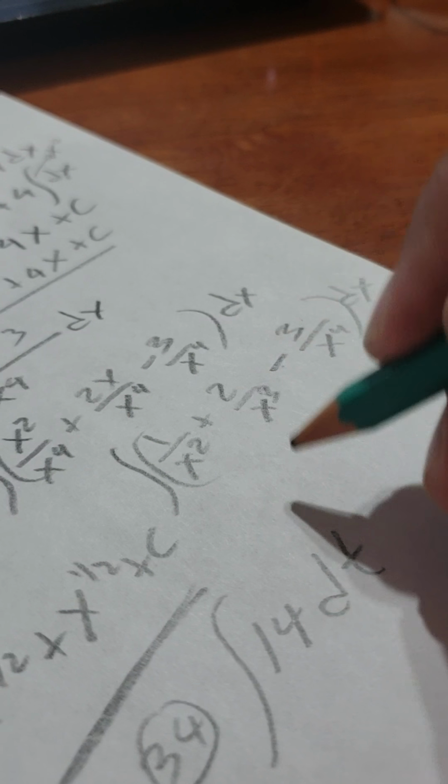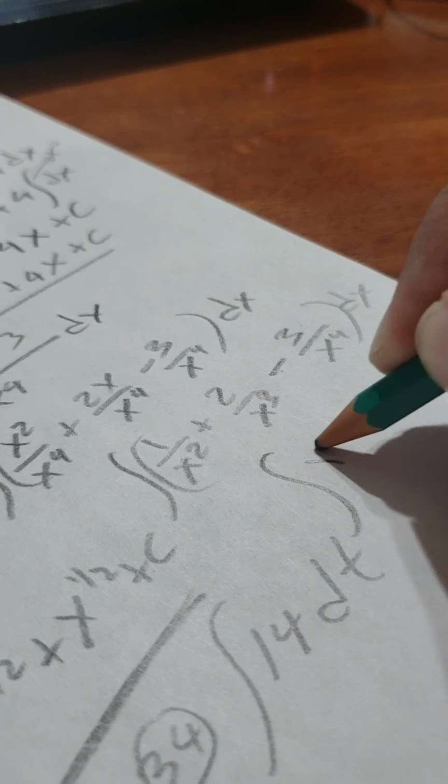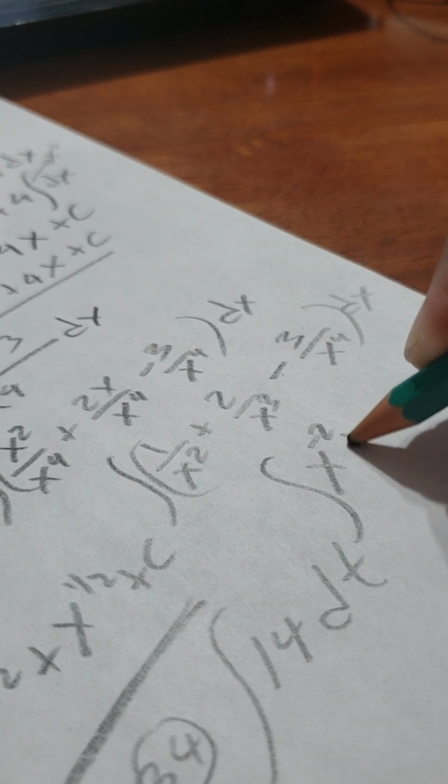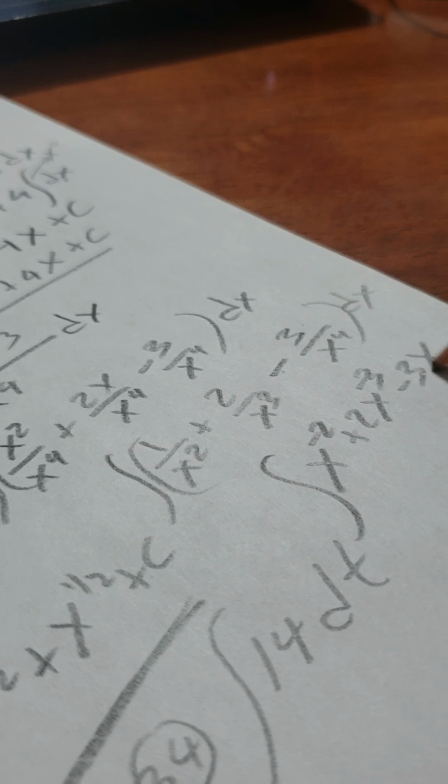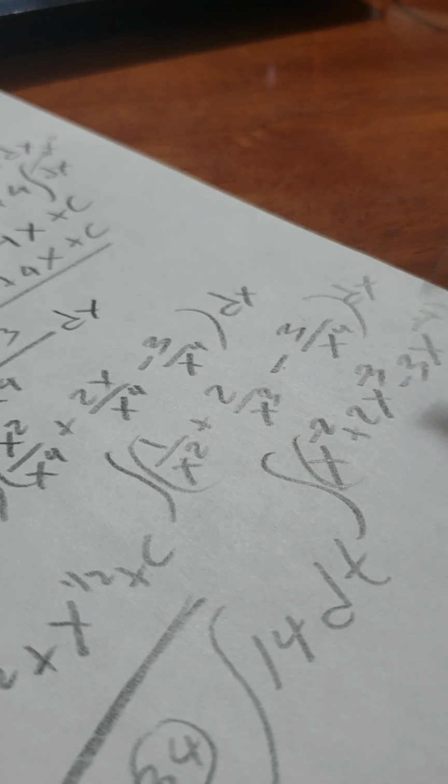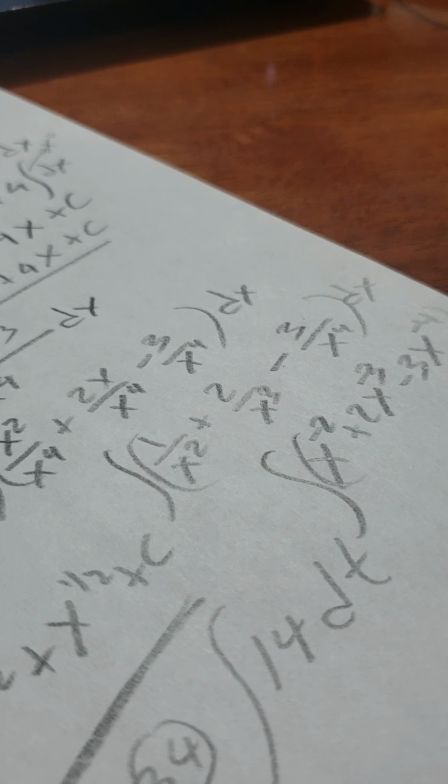Now, let's rewrite this exercise further: x to the negative 2 power plus 2x to the negative 3 power minus 3x to the negative 4 power, dx.